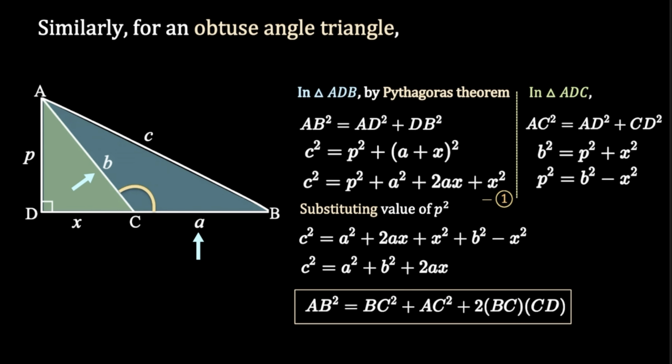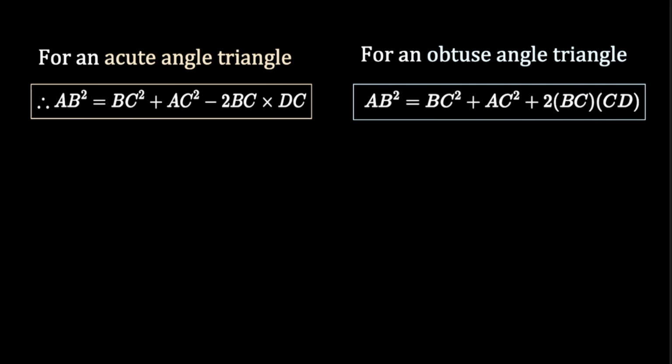That's BC square plus AC square plus twice the product of the base on which the altitude falls, that's BC, and the small part formed on that base by the altitude, that's CD. Now let's compare both of these cases carefully. One case is for an acute angle triangle, the other case is for an obtuse angle triangle. The acute angle case has a minus sign. Please observe that, it's very, very important. And the obtuse angle case has a plus sign.